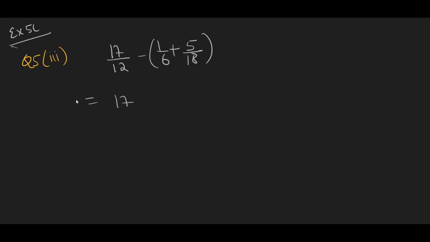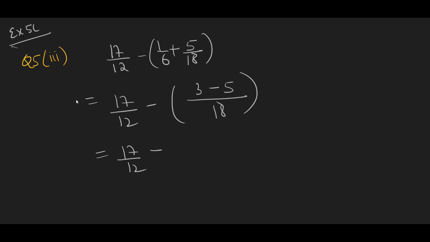So what will you do, children? 17 upon 12 minus, take the LCM as 18, 6 3s are 18, 1 3 is 3, and 5. You will get 17 upon 12 minus 3 minus 5 is minus 2, so this 1 upon 6 plus 5 upon 18. Okay, children. So 5 plus 3 is 8 upon 18. Now 17 upon 12 minus 8 upon 18.